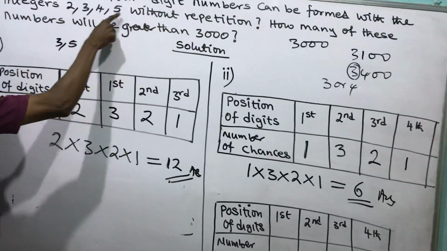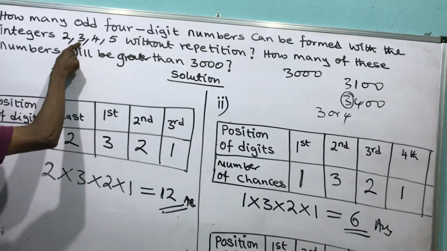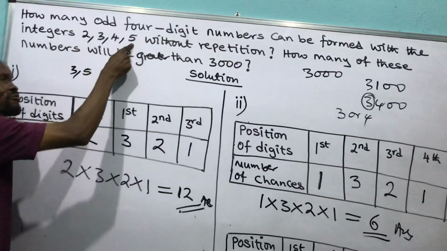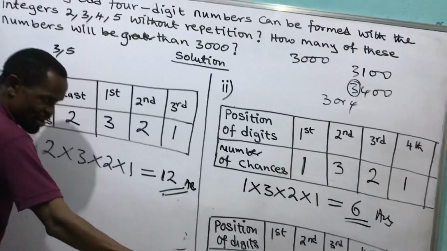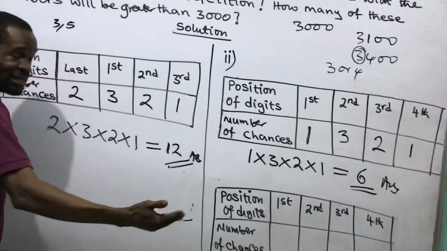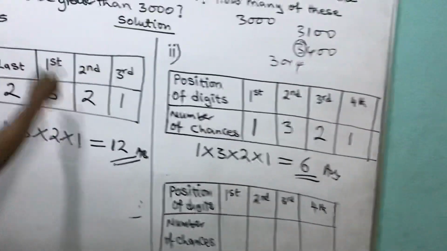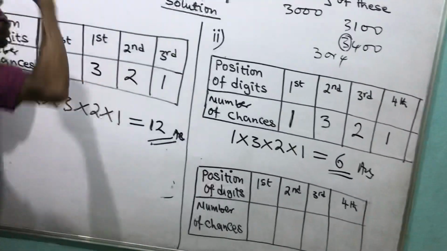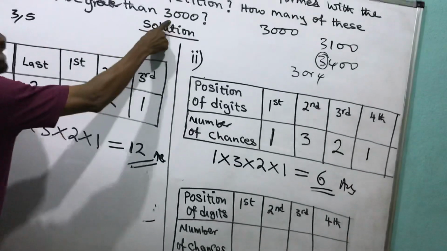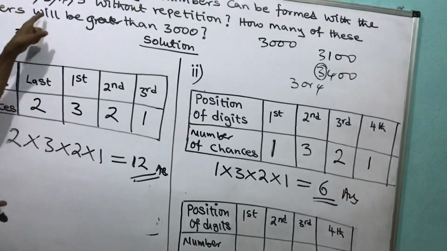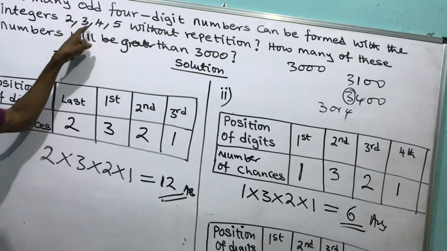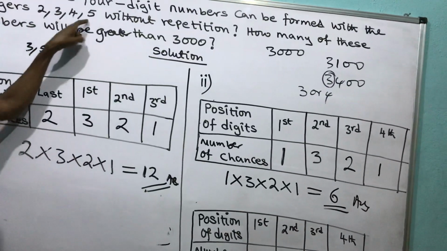And how many numbers here are 3 and above? I have 3 here, I have 4, I have 5. So 3, 4, 5 can be the first number, my first digit. When I say first number, I'm talking about the first digit. So 3, 4, 5 can be my first digit for me to form a number that will be greater than 3,000. How many ways can I choose them? I will choose them in 3 ways.